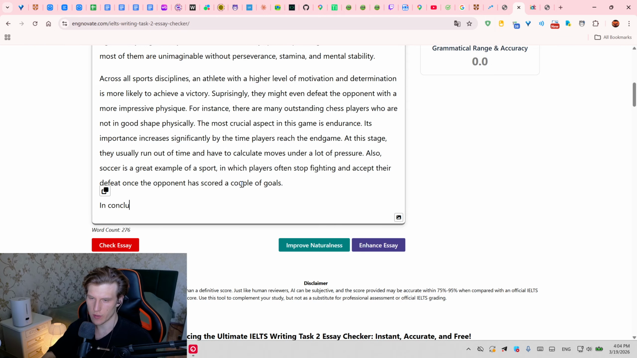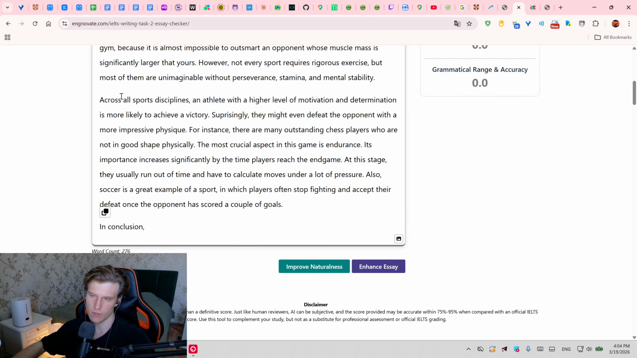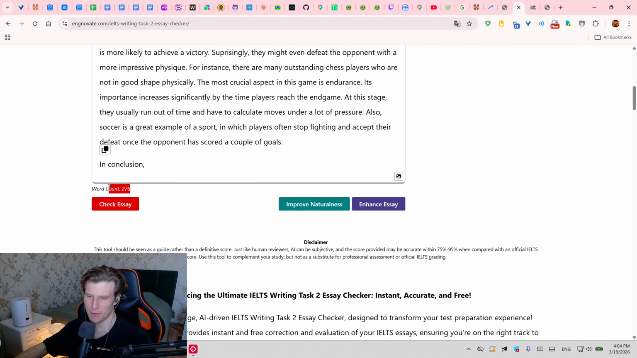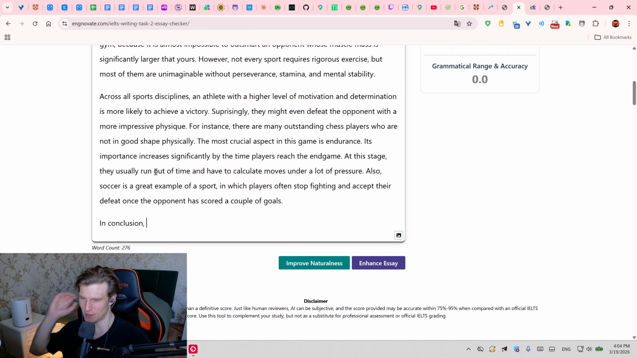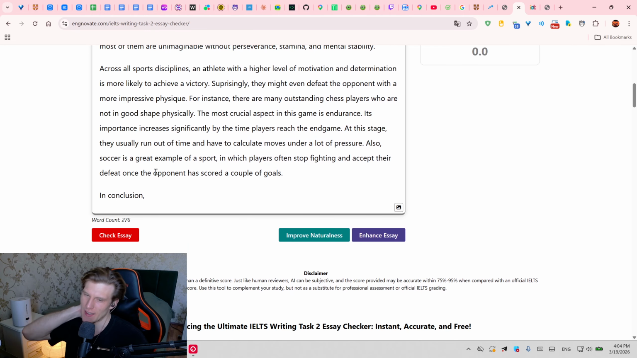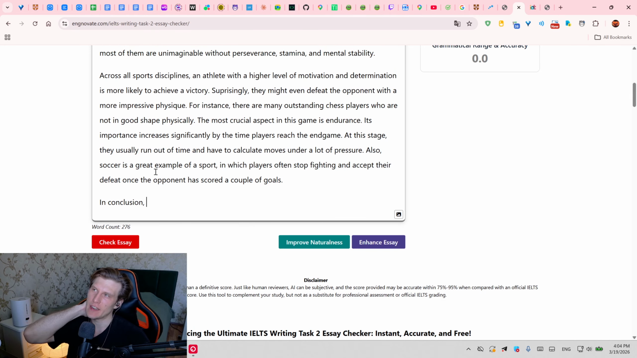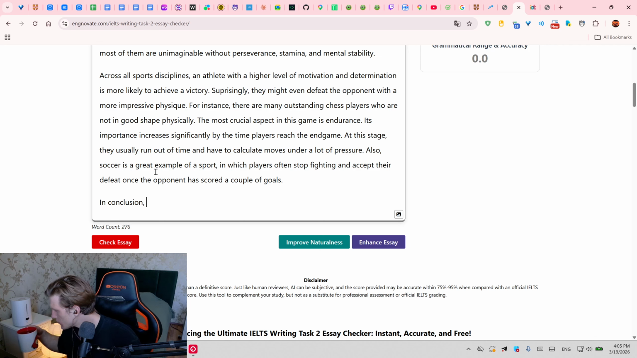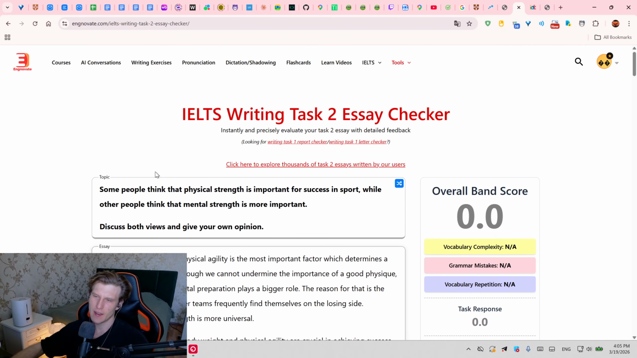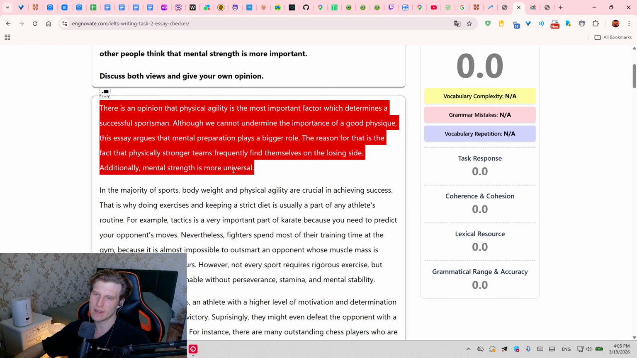In conclusion. I already have enough words, so it doesn't have to be complicated. Ideally the length of an essay is around 260 to 300 words, I would say. Basically I have to paraphrase this whole idea again.